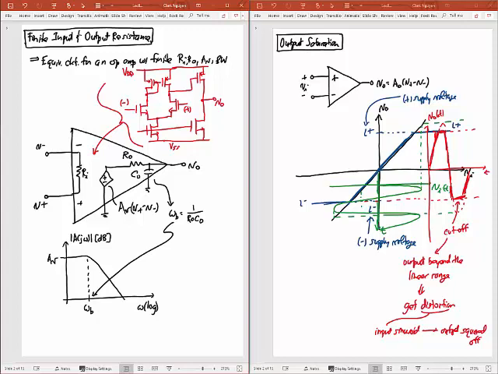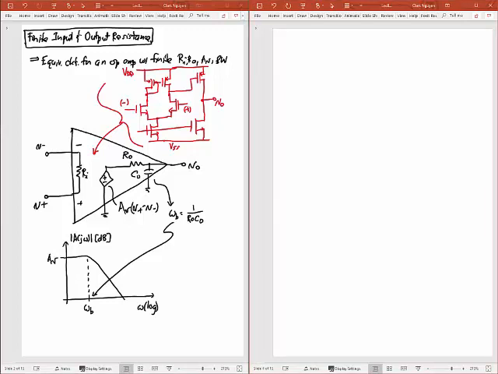Okay, so this is one way to model many of the non-idealities we just talked about with the op-amp. So this is modeling the gain limit, the fact that it's finite, it's modeling the finite bandwidth, it's modeling the input resistance, and it's modeling the output resistance. Okay?